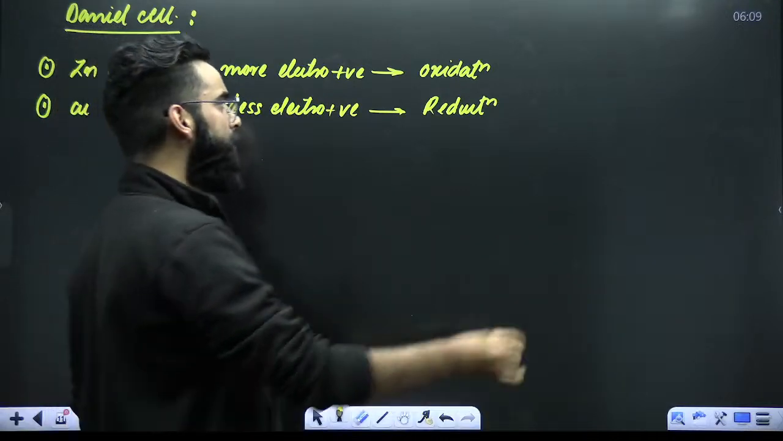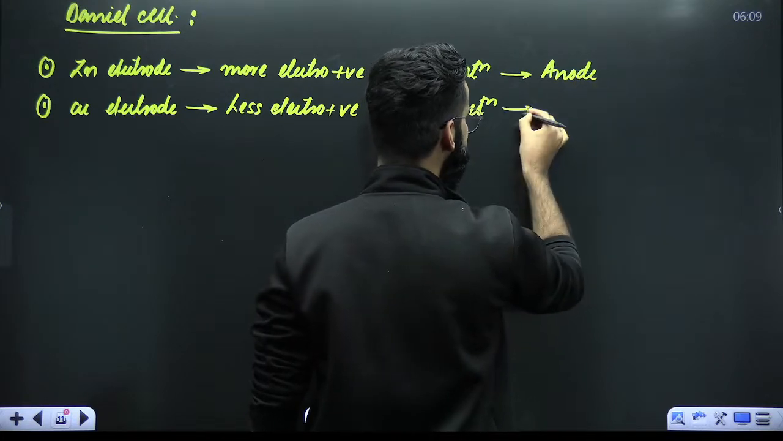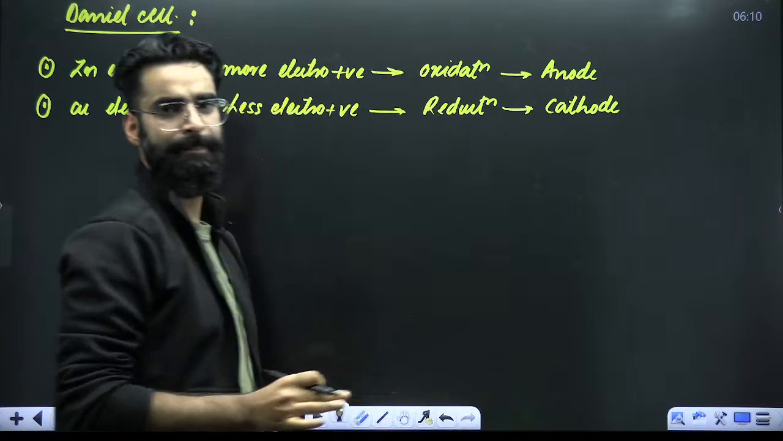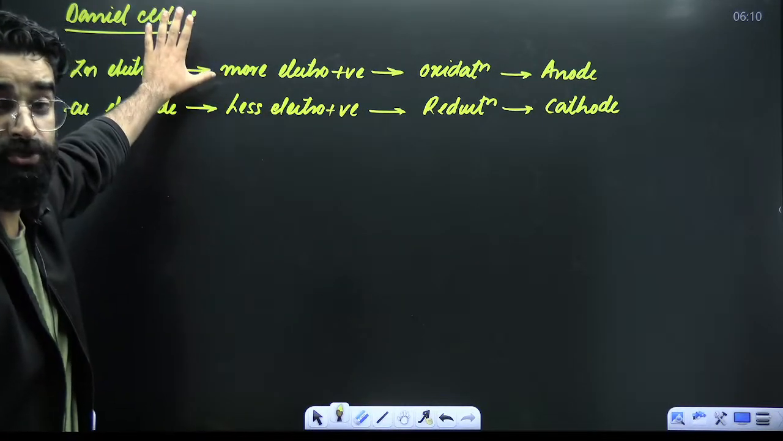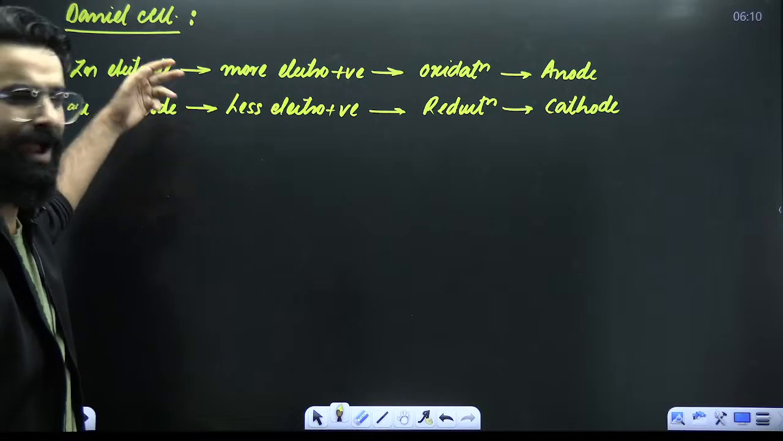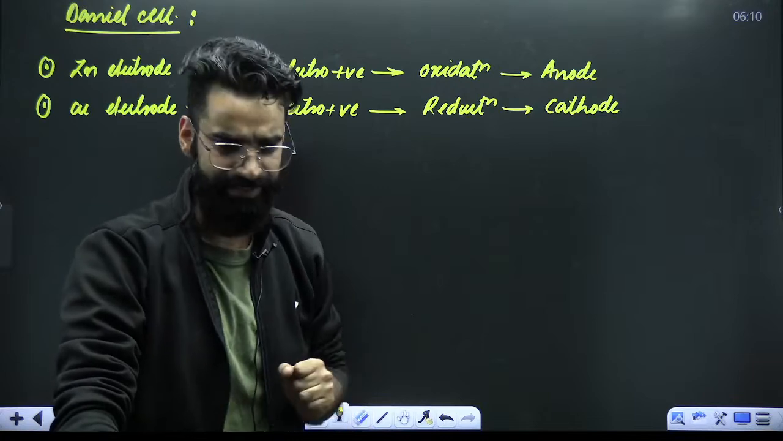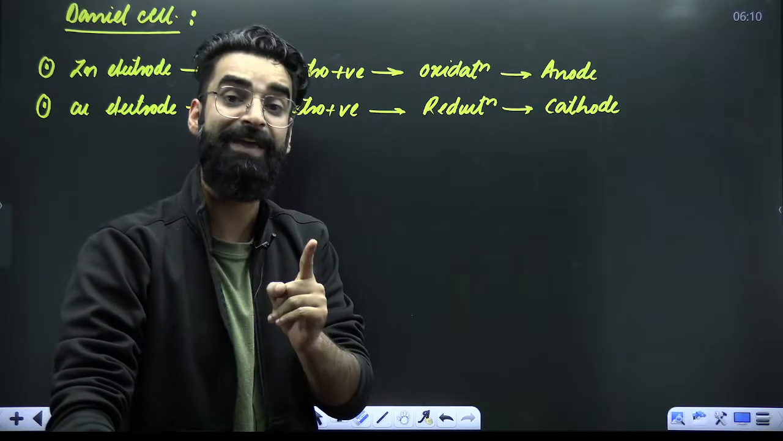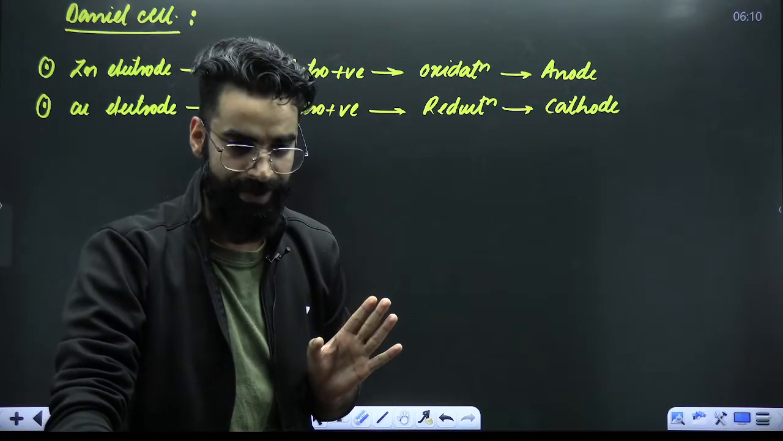And already you know, oxidation takes place at the anode, and reduction takes place at the cathode. So my dear students, since you are going to make the Daniell cell, and in the Daniell cell you are going to use two electrodes, zinc and copper, you got to know easily which one is going to behave like the anode and which one is going to behave like the cathode, right? So do remember, in the Daniell cell, your zinc electrode will be behaving like the anode, and the copper electrode is going to behave like the cathode, right?